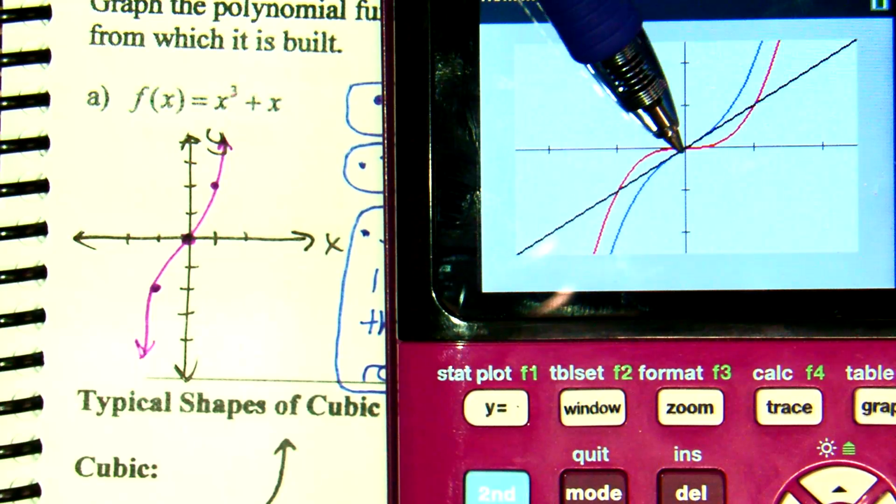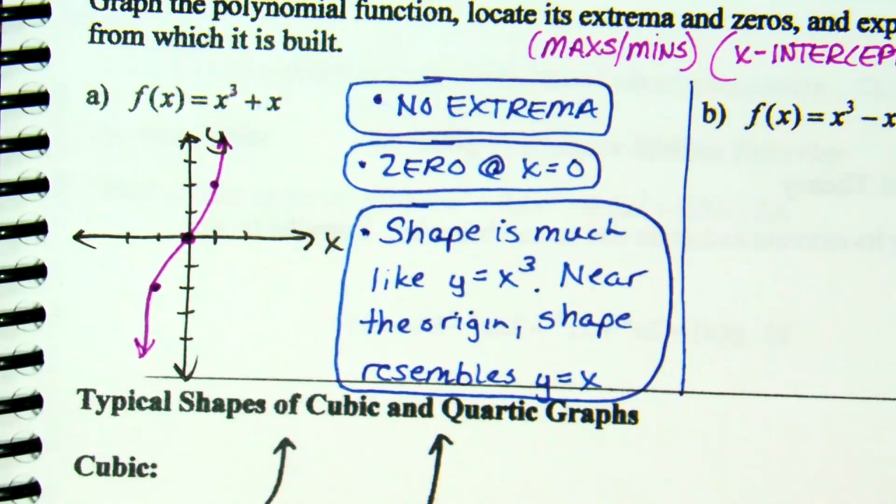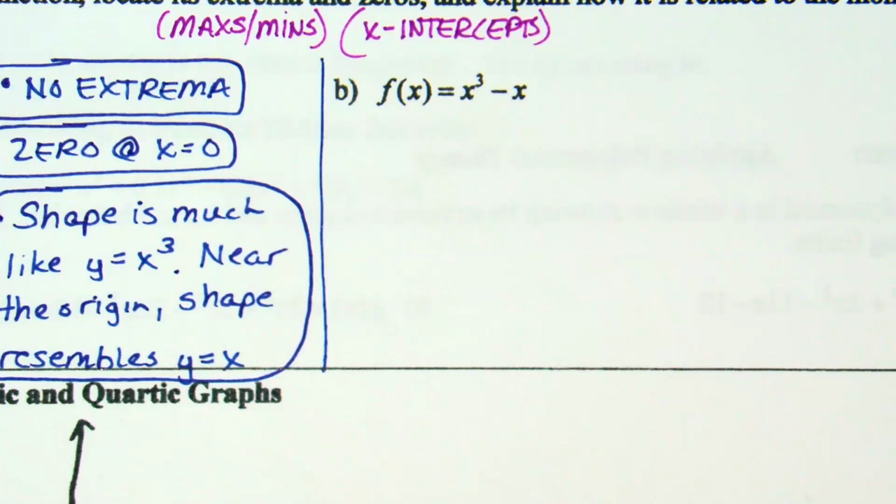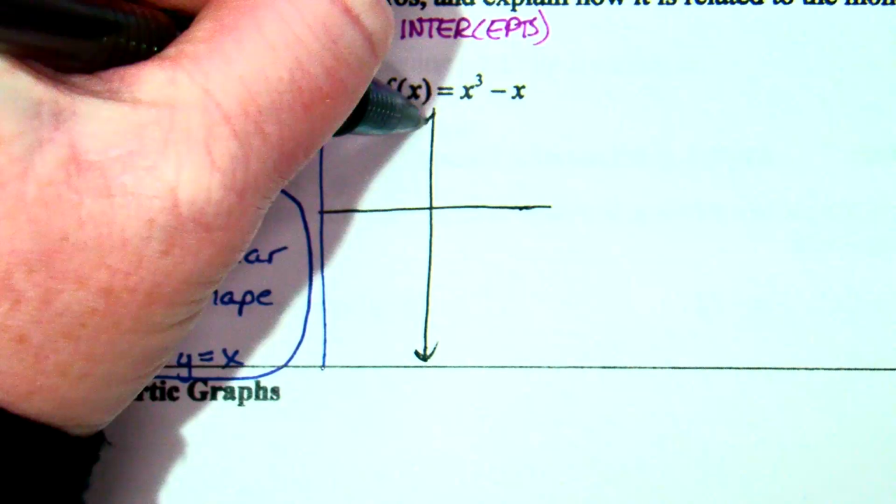Let's look at B. B says f of x equals x cubed minus x. First thing we're going to do is draw a basic graph here. And again, we're going to look at the calculator in a moment, but we're going to talk about it a little first. F of x equals x cubed minus x.